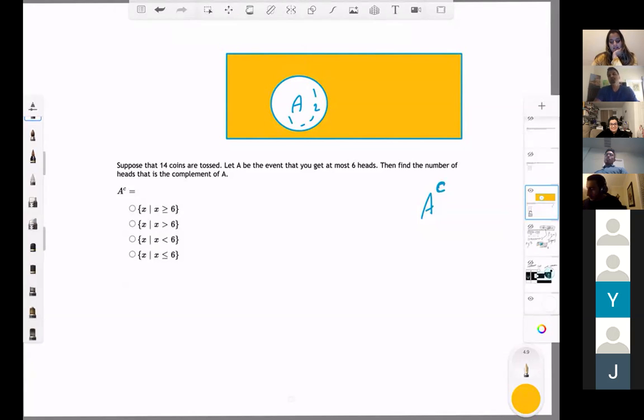So there are tricky questions on your homework. Complement is, I think, due tonight. And then the others are due tomorrow night and Wednesday night. So let's see how we can solve this one. Suppose that 14 coins are tossed. Let A be the event that you get at most 6 heads. So for event A, you get at most 6 heads. That means what are the options? At most 6 heads.